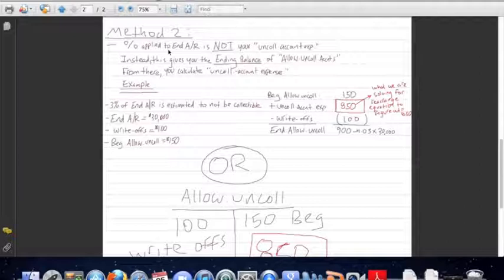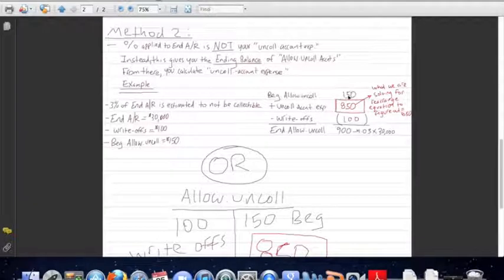Since you know the ending balance now that you calculated that, and you know your beginning balance, and in the problem they're going to have to give you how many write-offs you had, you should be able to figure out where your uncollectible account expense is. So we can do it using a T account. Once again, 3% of ending accounts receivable is estimated to not be collectible. Ending accounts receivable is 30,000. Write-offs is 100, and beginning allowance is 150.